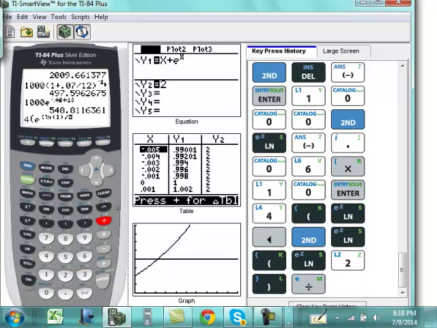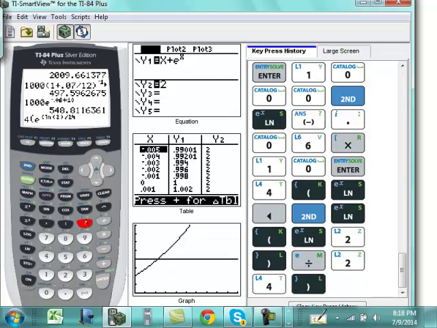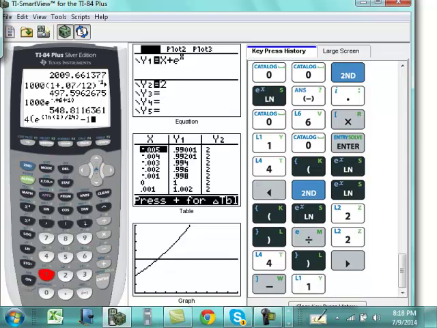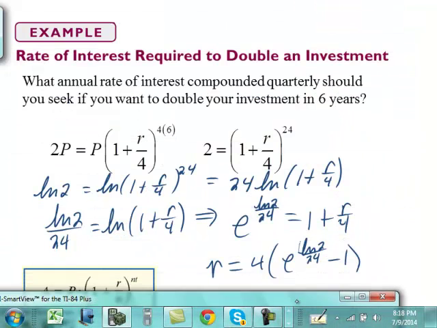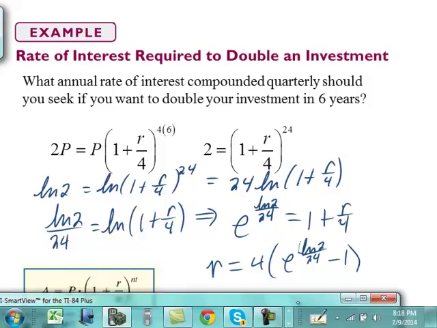Divided by 24, is that right? Get out of the exponent there, minus 1, is that right? Drum roll. Hey, it gave us the same answer, didn't it? So we could use logarithms if we wanted to.